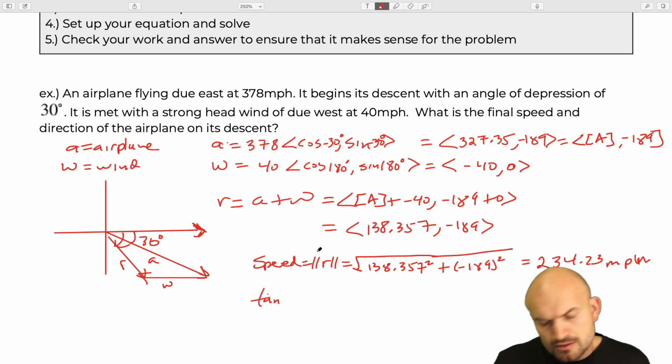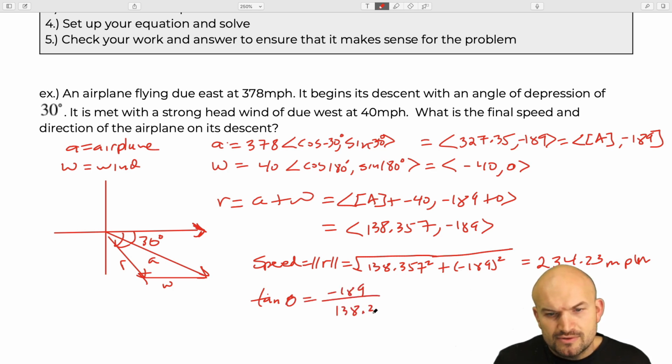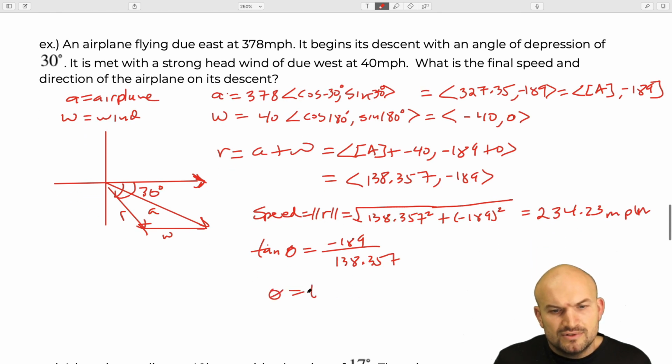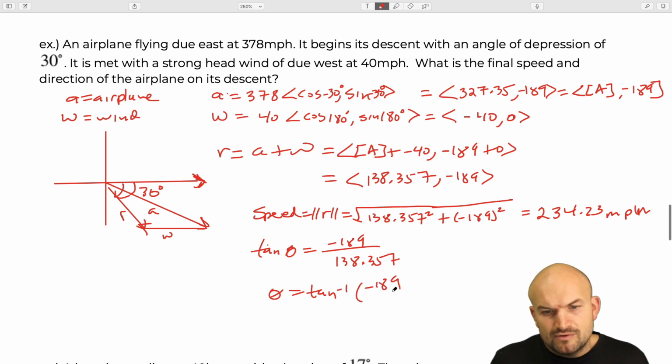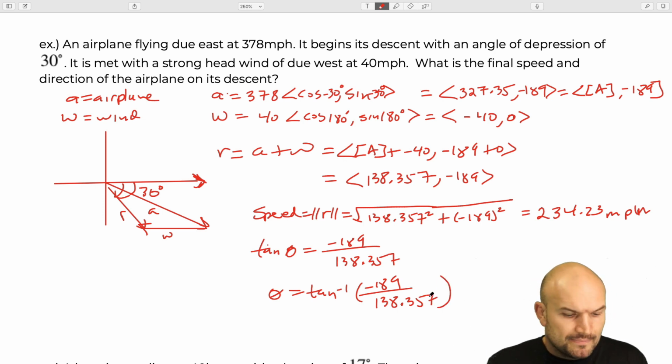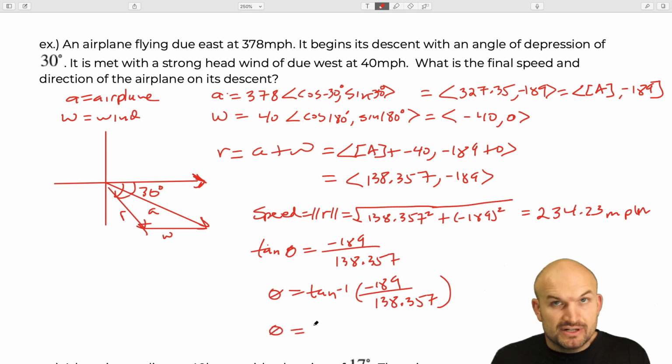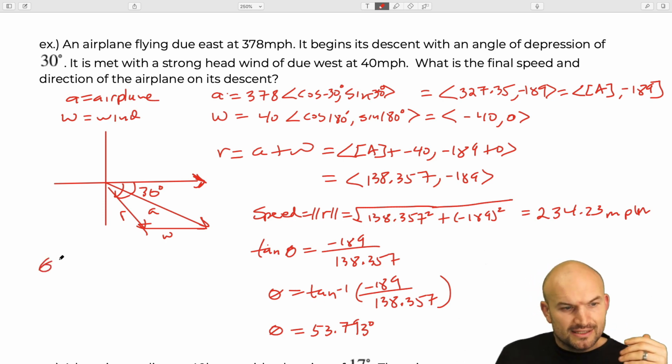So we have the tangent of theta is going to equal negative 189 over 138.357. All right, so theta equals tangent inverse of negative 189 over 138.357. Now again, I'm using the full answer inside my calculator, but I'm just writing it down shortly here. That gives an angle of negative 53 degrees, which you can see is an angle of depression. I'm just going to write that angle to be 53.793 degrees, right? So theta is going to equal your angle of depression.